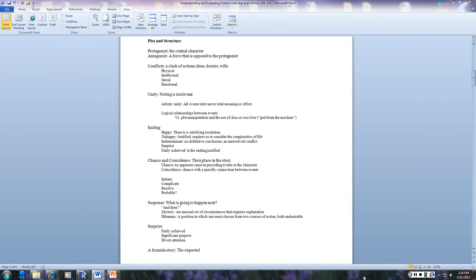When we talk about suspense, we wonder what's going to happen next. But is it a mere page turning and then what happens? Or is there some element of the structure that helps to develop suspense and makes us wonder what will happen next? Is there a mystery, a set of circumstances that have to be explained, or is there a dilemma, a position in which a character must choose from two undesirable courses of action? And again, with surprise, is it fairly achieved?